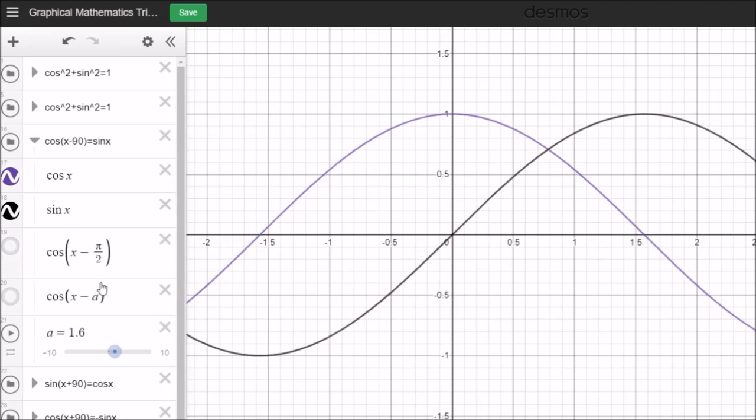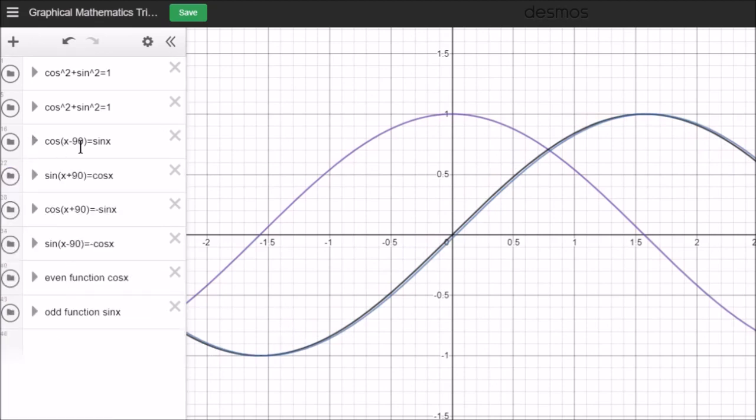Now this is better seen when it's actually moving. If we put in cos of x minus a, then we can shift the cos function about. Here, this is the cos function just sitting on top of it where the value of a is equal to 0. But whenever we shift it along by a value of 90 degrees, it will sit right on top of the sine of x. So this tells us that cos of x minus 90 equals sine of x.